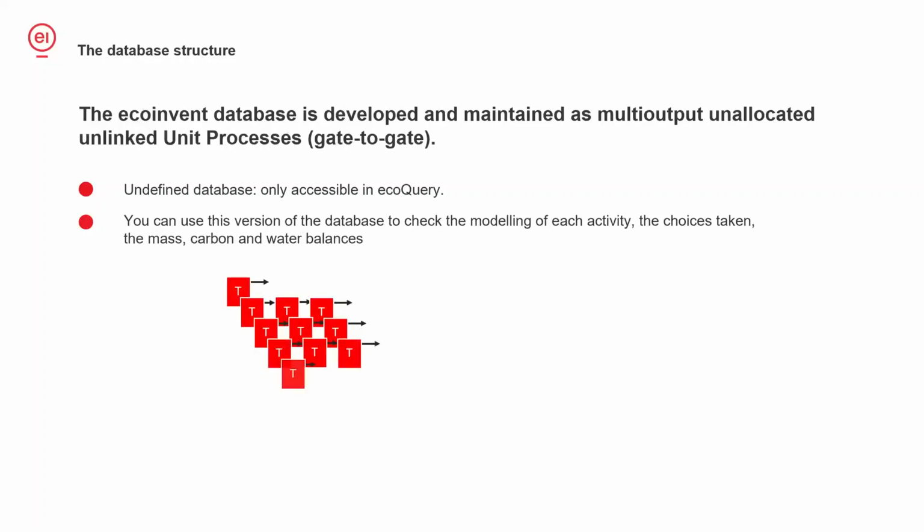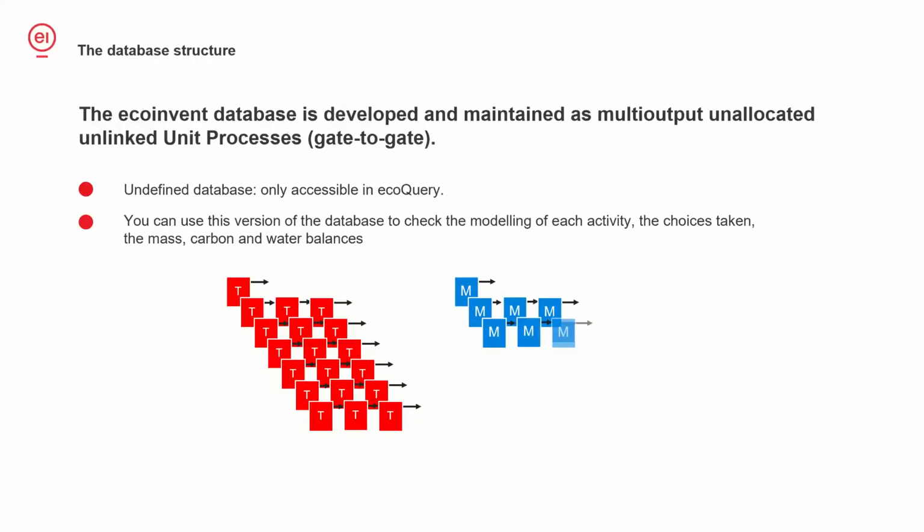So the ecoinvent database has more than 19,000 of these elements of multi-output, unallocated, unlinked unit processes. This part of the database is called undefined database, and it is only accessible in EcoQuery. These are the datasets as they are supplied to us by the data providers, and after, of course, they go through internal and external review. These undefined datasets, you can use them to check the modeling of the activity, the choices taken, the mass, carbon, and water balances.